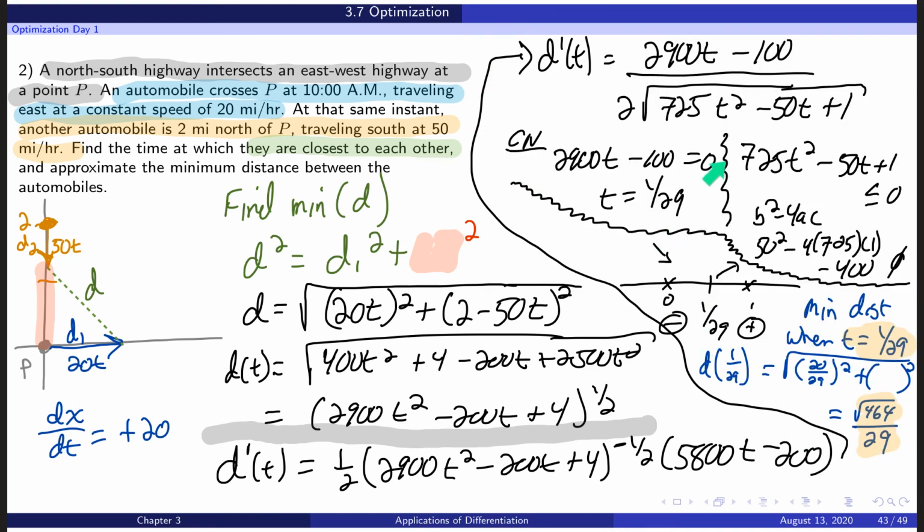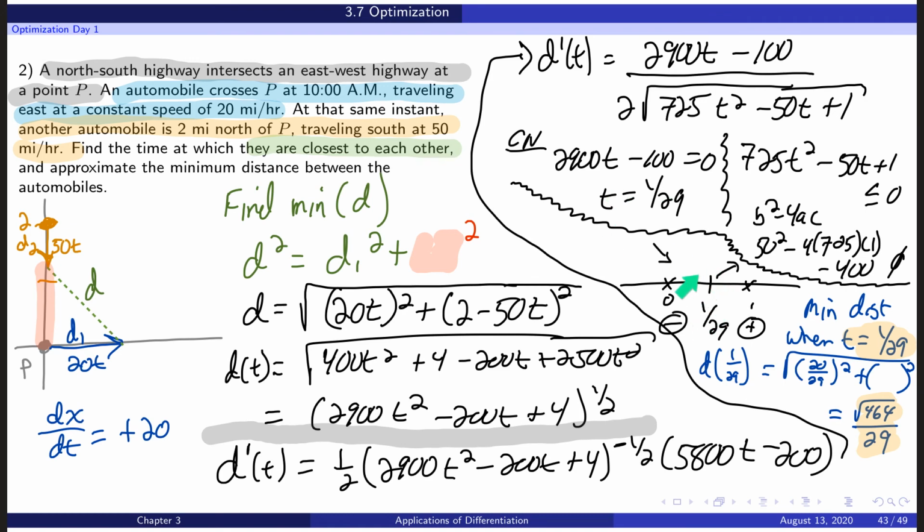So the remainder of the solution is over here. Here's the first derivative. I turned it back into a rational function. Critical values are when the top equals 0 or when the bottom equals 0. The top is pretty straightforward to solve. t equals 1/29th of an hour. The bottom is quadratic, so I started with the discriminant and found out that b squared minus 4ac was negative, which means this has no real roots, so the denominator will never equal 0. So the only critical value is 1/29th of an hour.